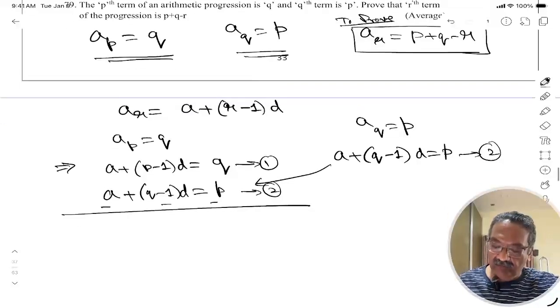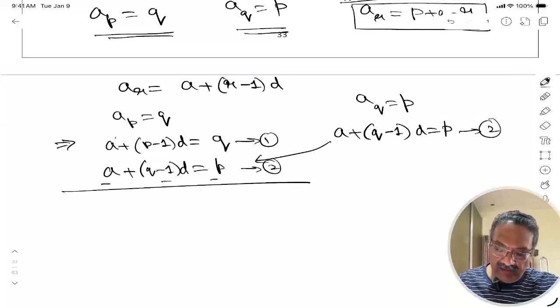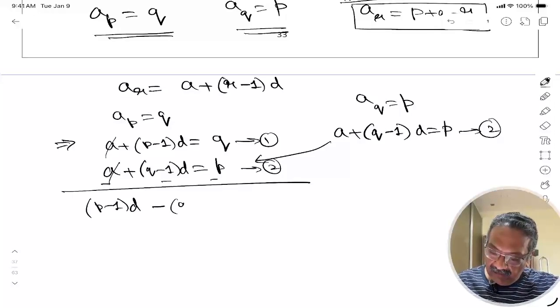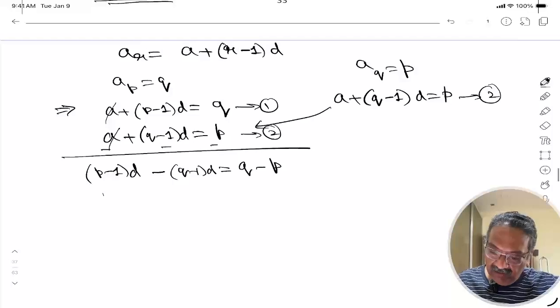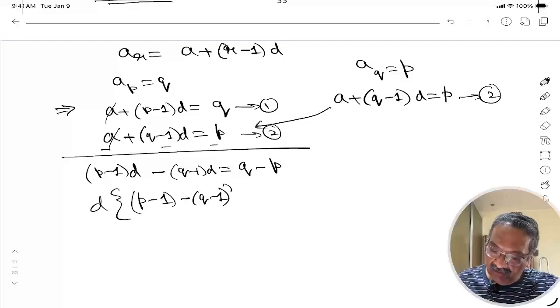Subtract, so A cancels. A and A cancel, so what do we get? P minus 1 into D minus Q minus 1 into D is equal to Q minus P. Taking D common, we get P minus 1 minus Q minus 1 is equal to Q minus P.